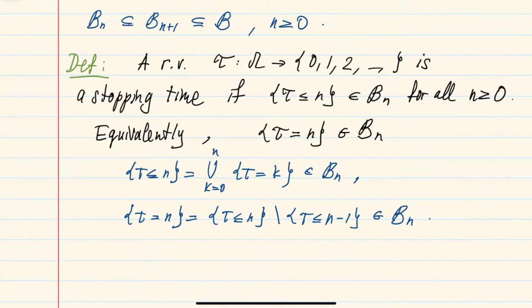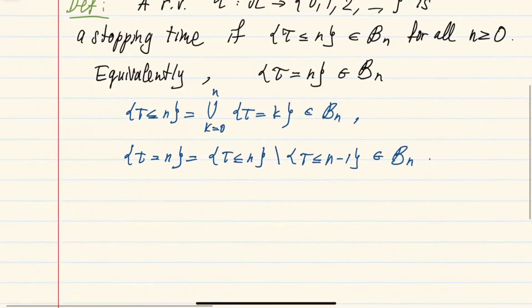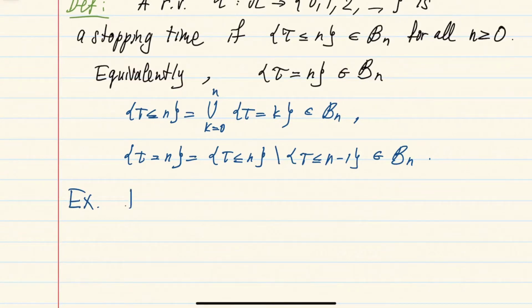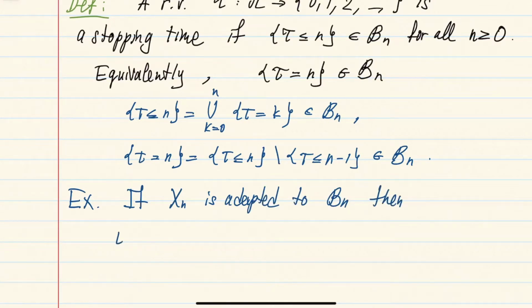Okay, maybe let's give an example. First, of course, we have already seen examples of stopping times in one of the previous chapters. But here, if we look at the sequence of random variables which are adapted to this sequence of sigma algebras, then, for example, you can take tau to be the first k when your sequence xk exceeds some value, let's say greater or equal to 1.